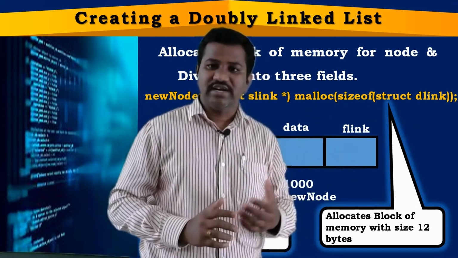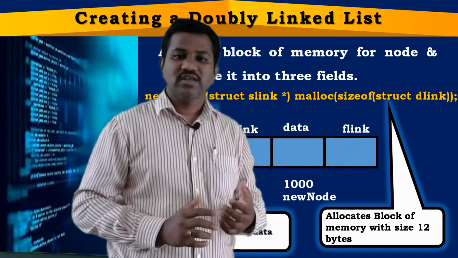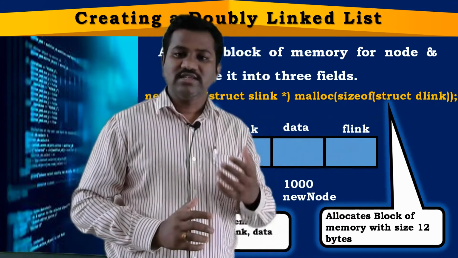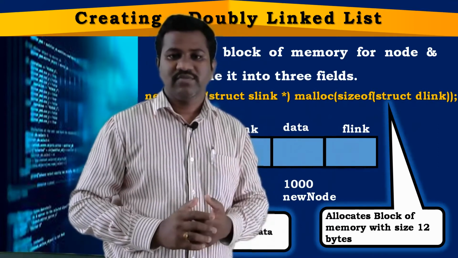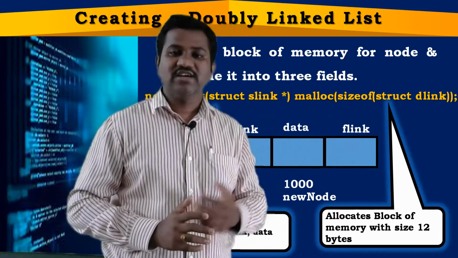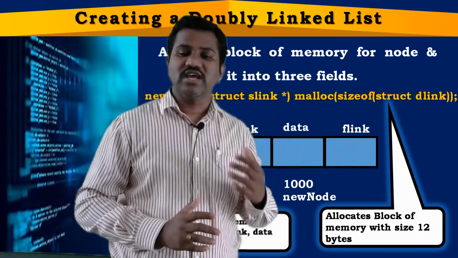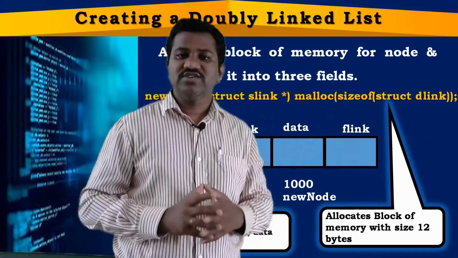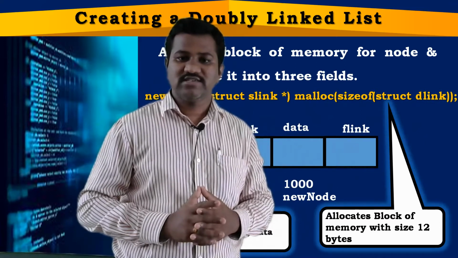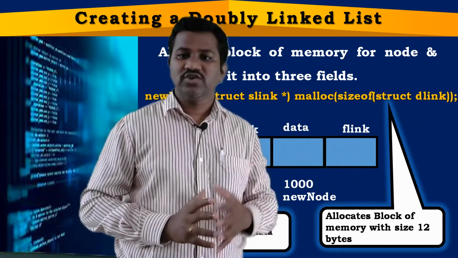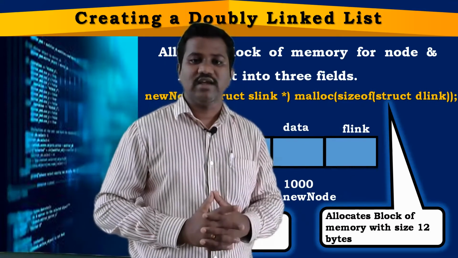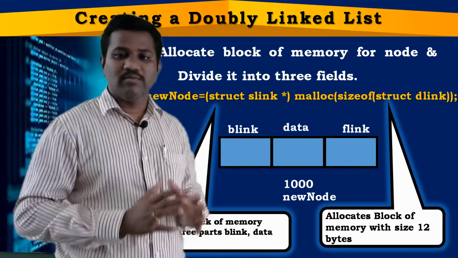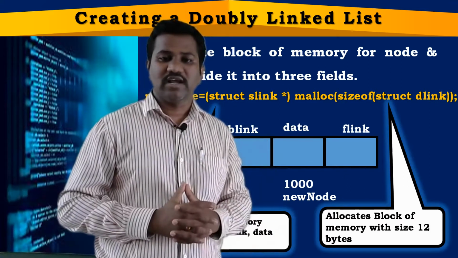And what happens internally? The sizeof operator is going to find out how many members this D-link contains. It contains 3 members, and it is going to calculate the size of each and every member. Here the size of each member is 4 bytes. 3 members are there, 4 into 3, 12 bytes of memory is going to be allocated.